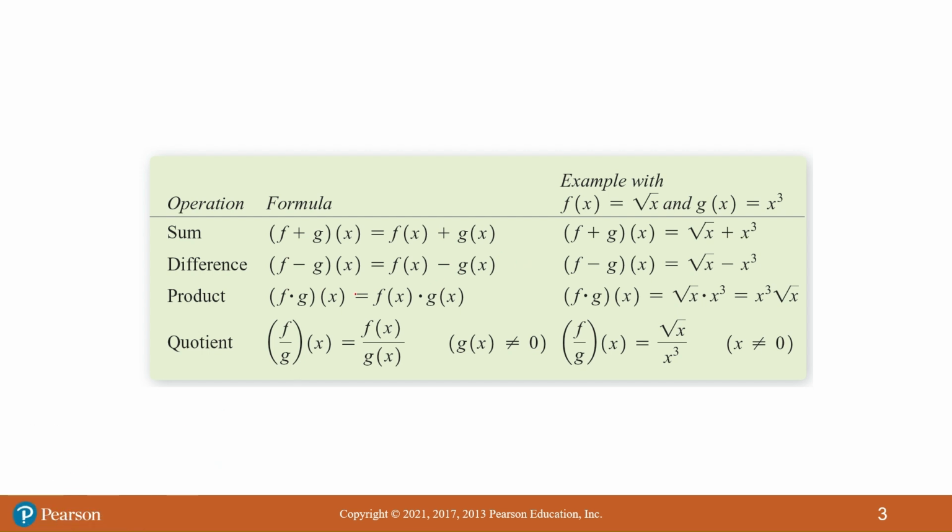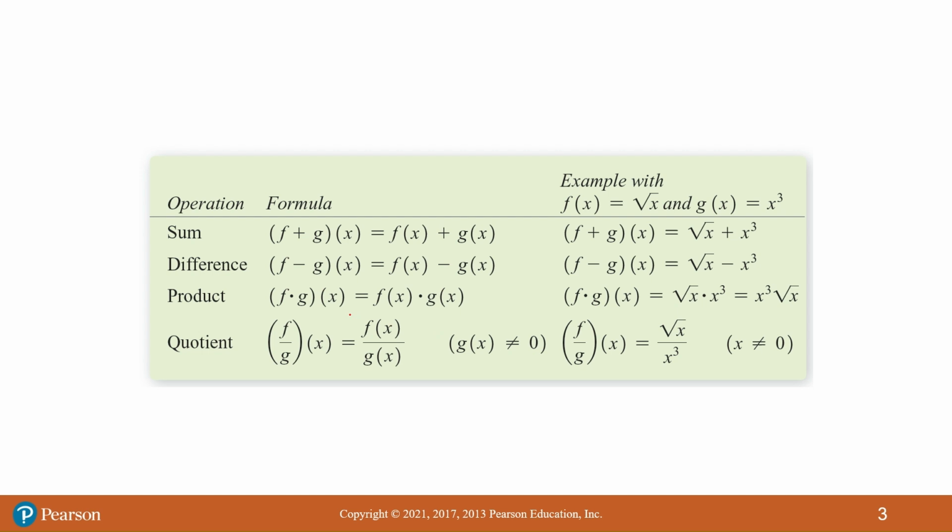Now, if we're subtracting, we're essentially doing the same thing. (f - g)(x) is the same thing as the whole f(x) function minus the whole g(x) function. If we take the example with the square root of x and x to the third, we're just subtracting x to the third from the square root of x. We've got the square root of x minus x to the third.